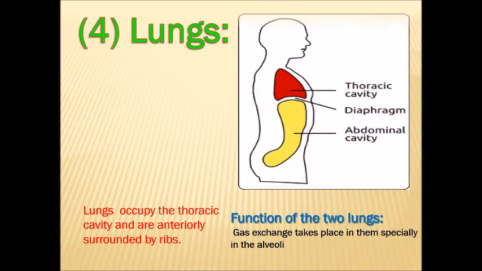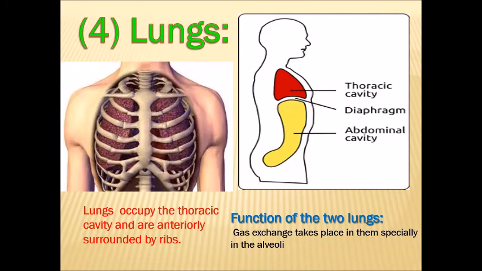After the air passes through the trachea, it goes to the two lungs. The two lungs occupy the thoracic cavity. This is our thoracic cavity, and this is the abdominal cavity. The thoracic cavity and the abdominal cavity are separated from each other by a muscle called the diaphragm. We will talk about the diaphragm on the next slide.